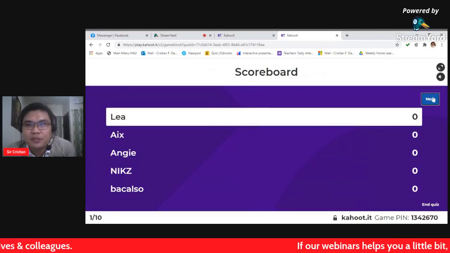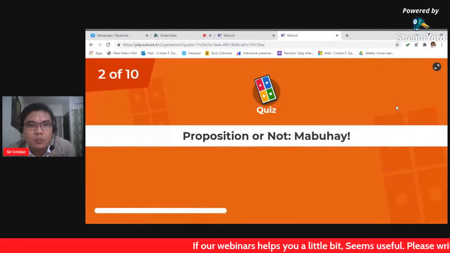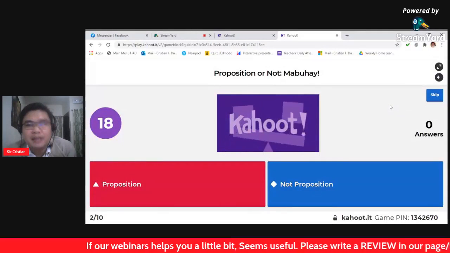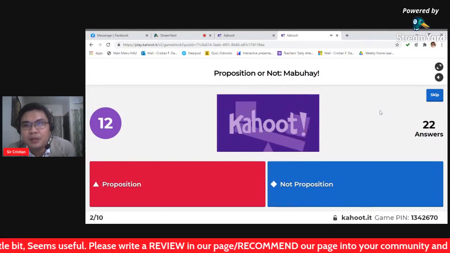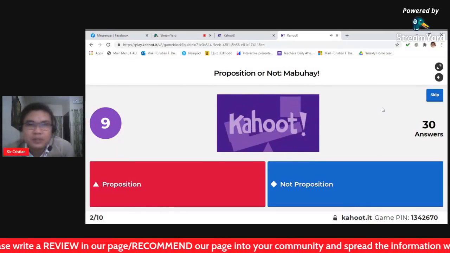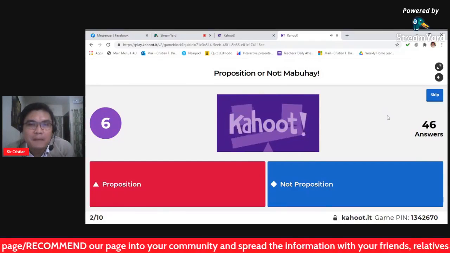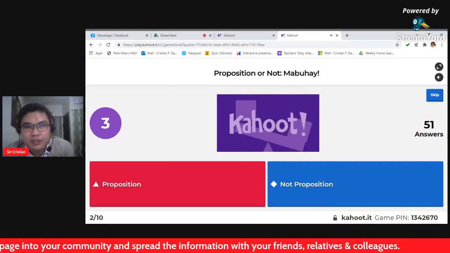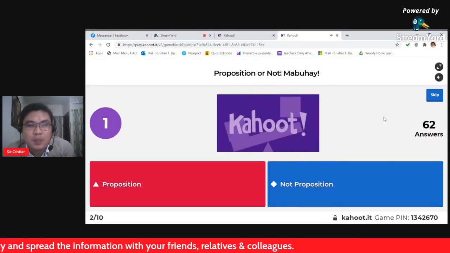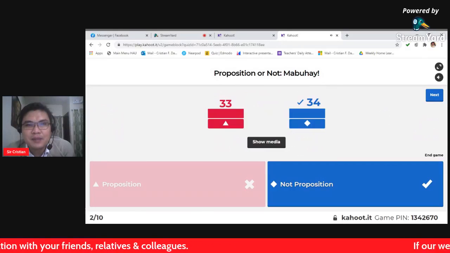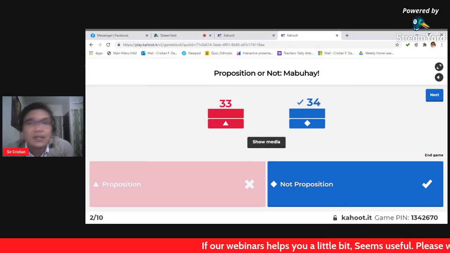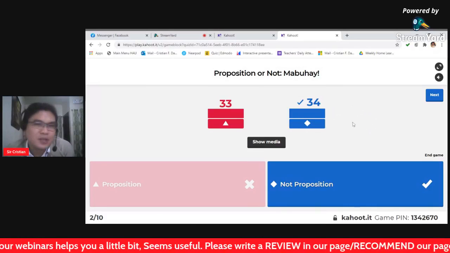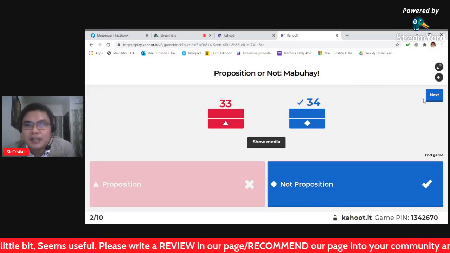Okay, let's move. Proposition or not? "Mabuhay." This is a common expression in the Philippines, especially when welcoming or cheering other persons. You can say mabuhay, or "long live" in English. Is it a proposition or not? Time is up. 34 got it correctly. That is not a proposition because it is not a declarative sentence. Remember, it should be a declarative sentence. Try again for our next question.